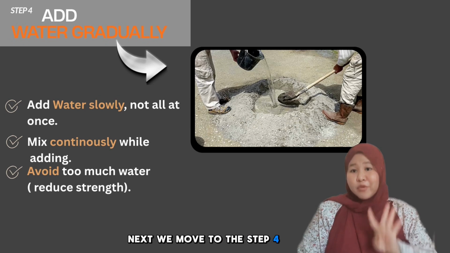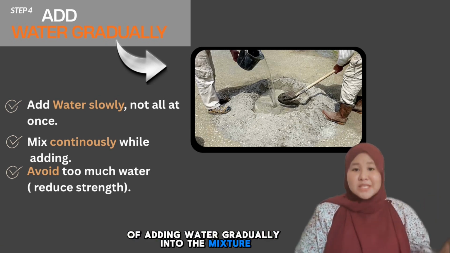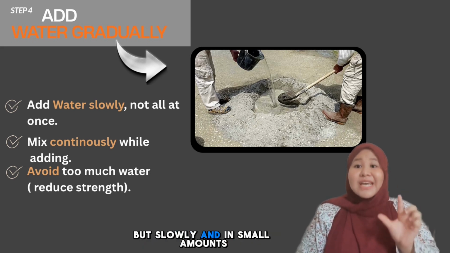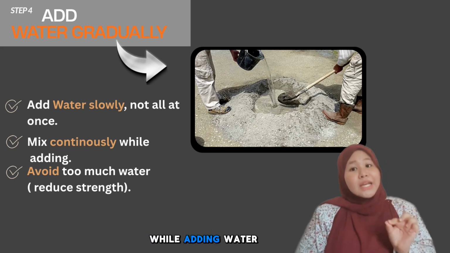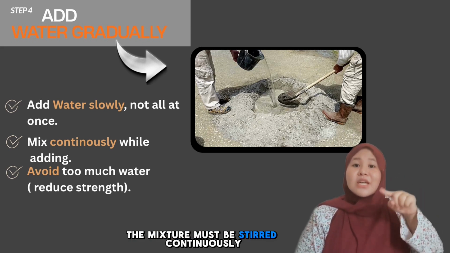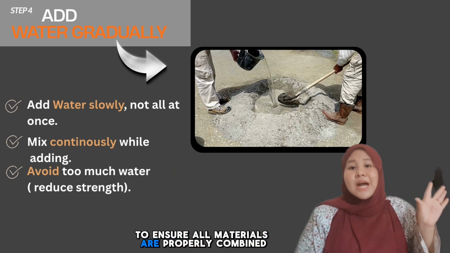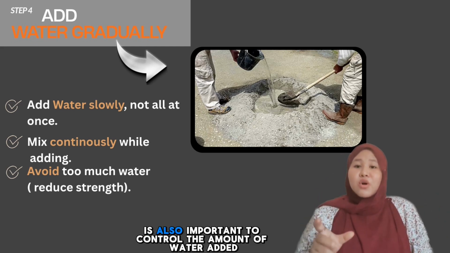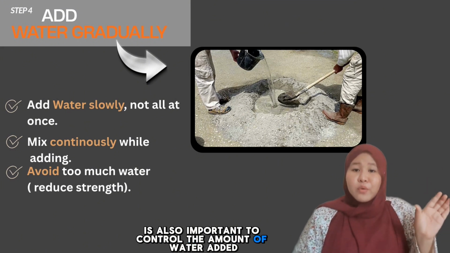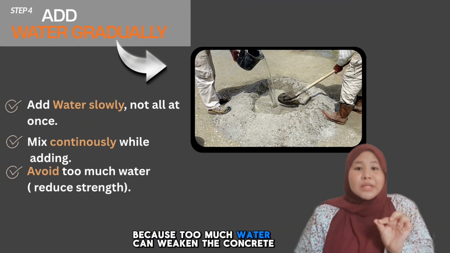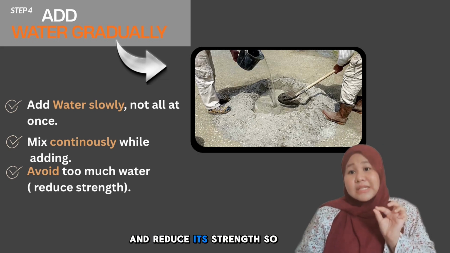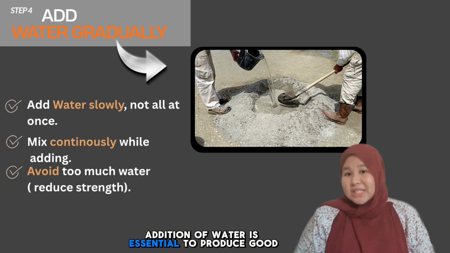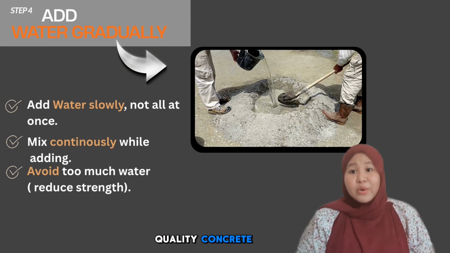Next, we move to step 4, adding water gradually into the mixture. At this stage, water should not be added all at once, but slowly and in small amounts. While adding water, the mixture must be stirred continuously to ensure all materials are properly combined and form a uniform consistency. It is also important to control the amount of water added because too much water can weaken the concrete and reduce its strength. So, careful and gradual addition of water is essential to produce good quality concrete.